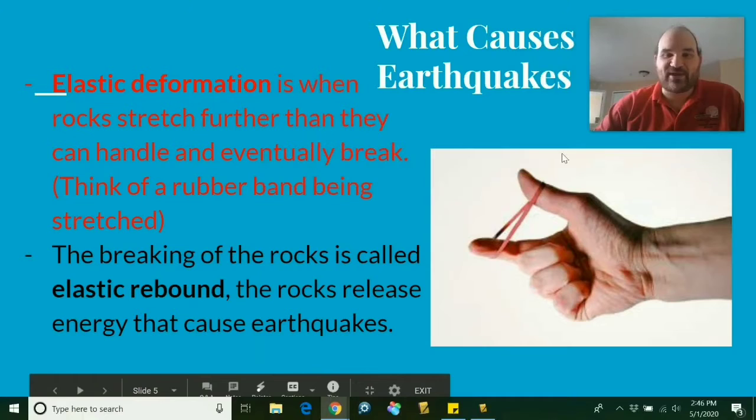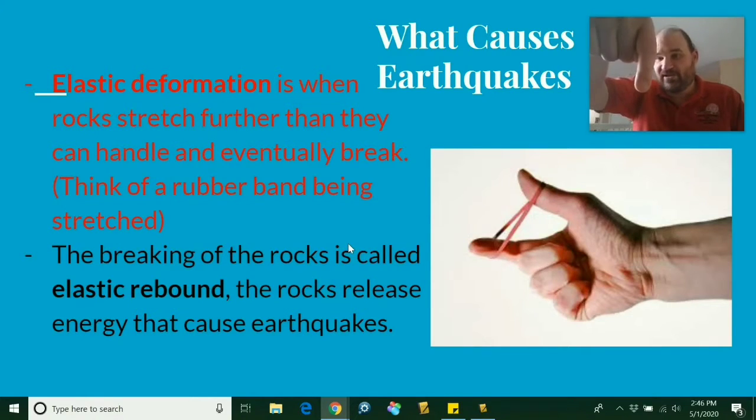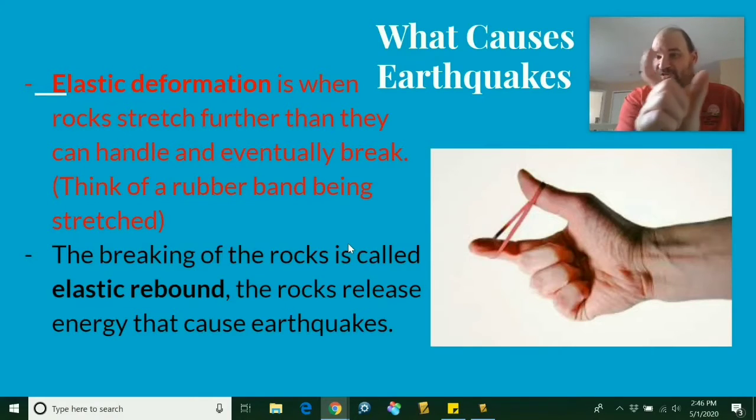What causes earthquakes? It's, of course, the elastic deformation, which is when the rocks stretch further than they can handle and eventually break. Think about the rubber band being stretched as we see in the picture right down here. Guys stretching out the rubber band, kind of like I might be doing like this if I had a rubber band with me. And if you stretch that too far, the rubber band will, of course, break. Breaking of rocks is called elastic rebound. The rocks release energy, and that energy causes earthquakes.